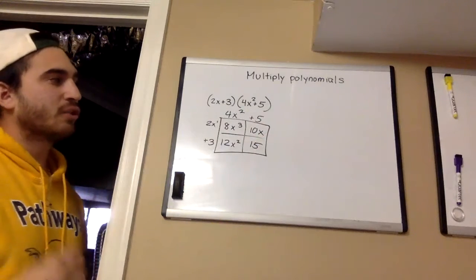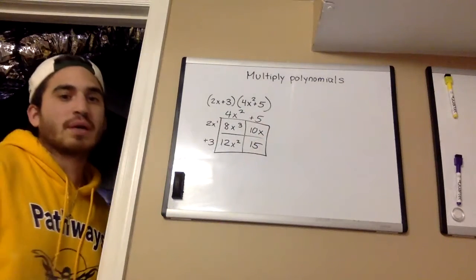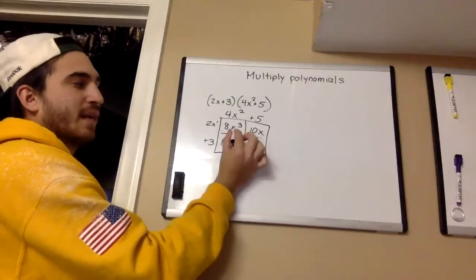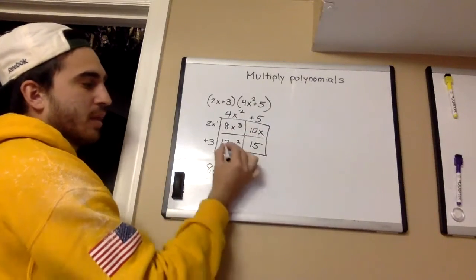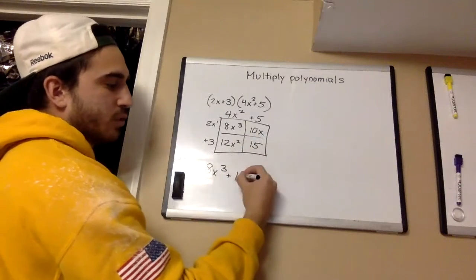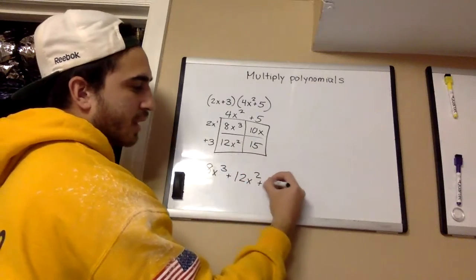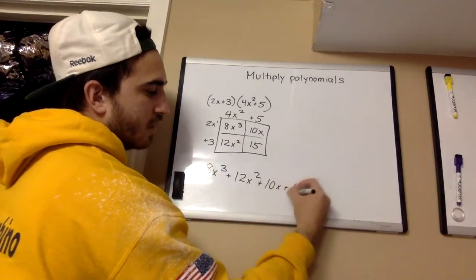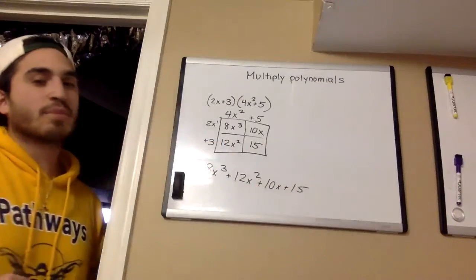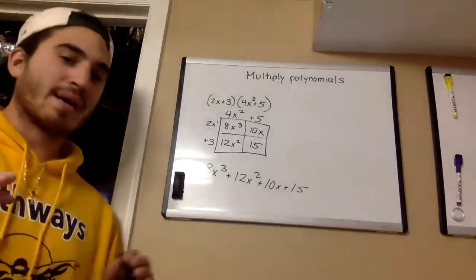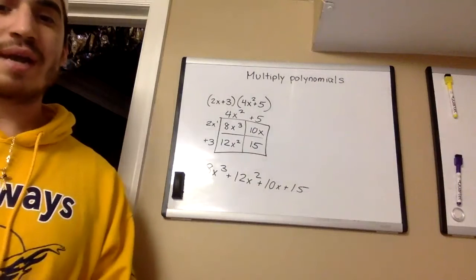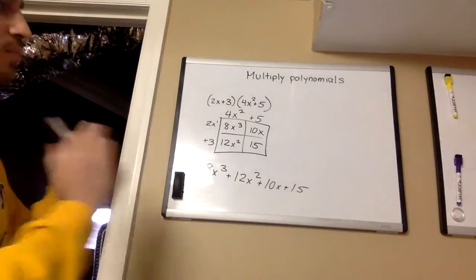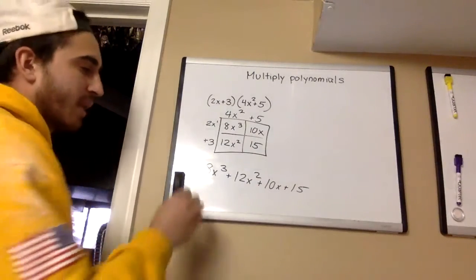After that, I want to put things in standard form. So I'm going to go from the highest exponent. My highest exponent is 3. So I start off with 8x to the third. Then I move on to my next highest, which is 2. So I have 12x squared, then 10x, then 15. Notice how in this problem, there are no like terms. You're not combining anything. Some problems you can, some problems you cannot. So this is how you multiply using the box method.